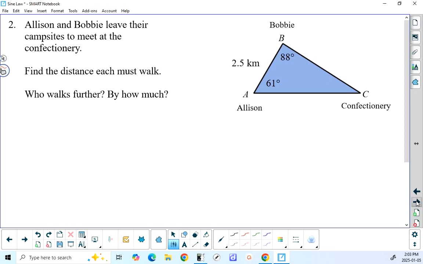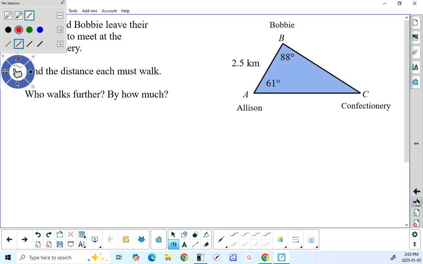Allison and Bobby are at two different locations, and they're going to leave those two campsites. It turns out they're in a campground, and they're going to walk from where they are to the confectionery to meet up. And we want to find the distance that each one walks. So there's two things we want to find, and we can call them whatever we like.